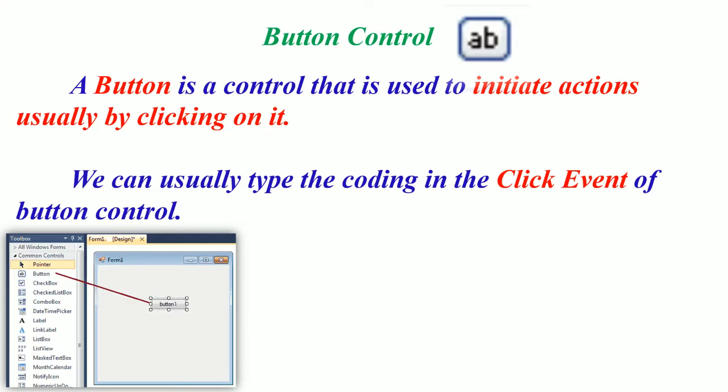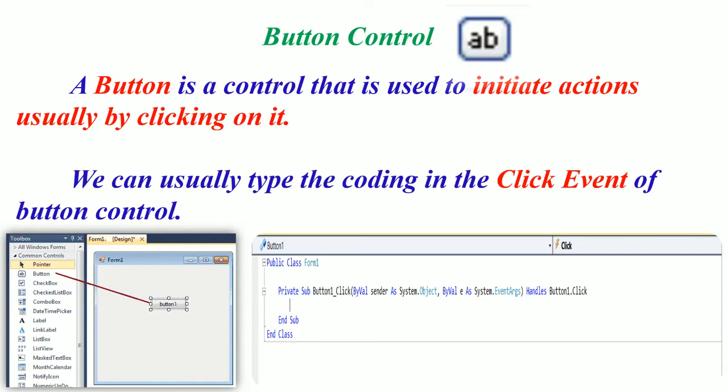Let us see the screenshot. Here there is a button control. You place the button control in the form window and double click it to open the coding window. In the coding window, in the click event, you write the code for initiating the button control action.